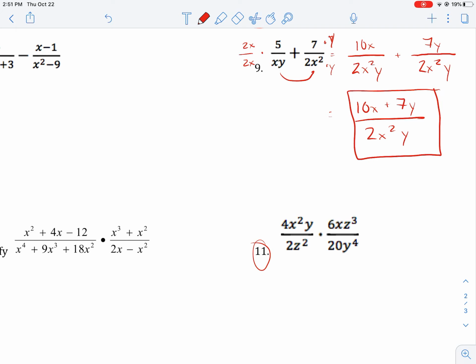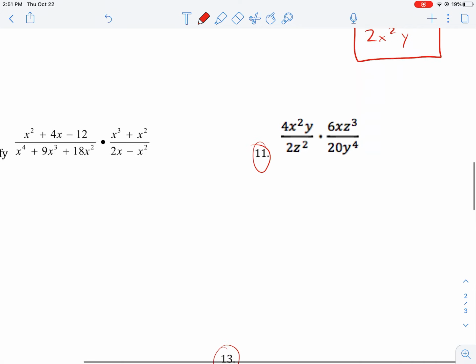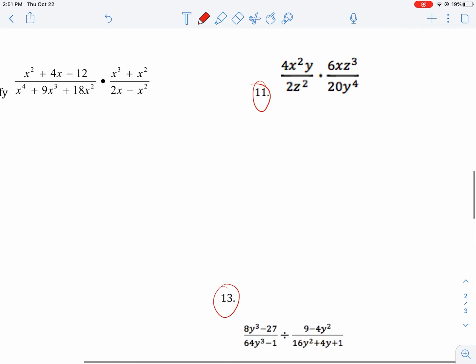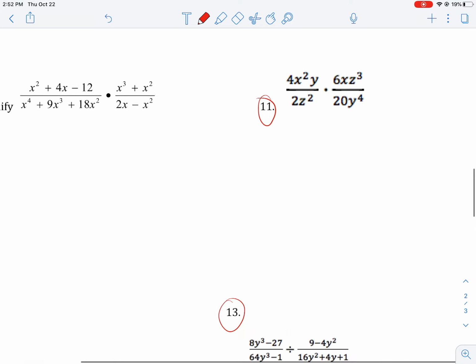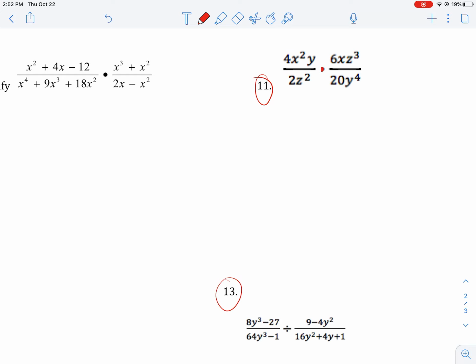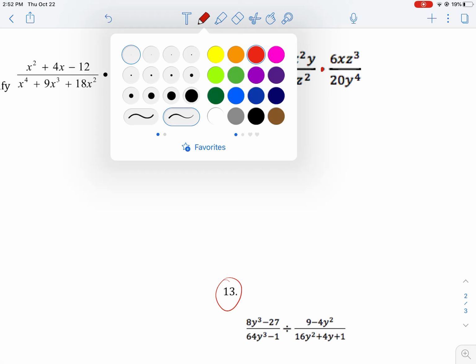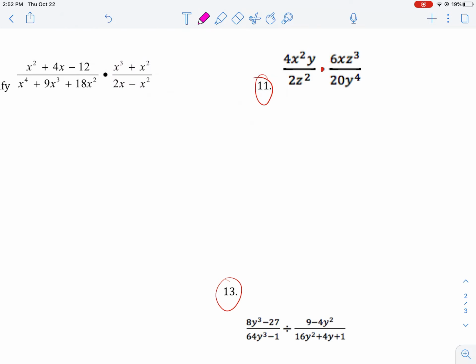Okay, let's move on to number 11. Number 11, oh, sweet. Look at what we're doing. We are just multiplying. Yes, finally, a nice problem. So let's get to some cancellations here, because we've got nothing but factors here.